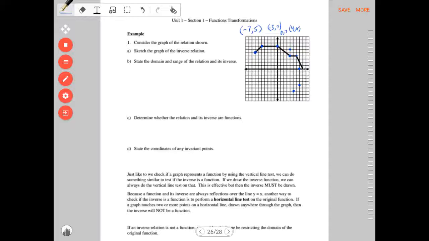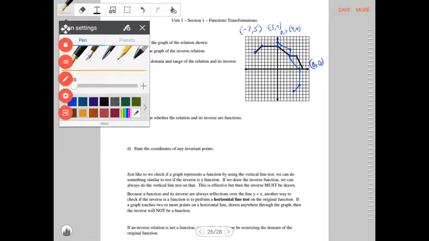Okay, and then this last point is at 8, 0. So we just switch him, so now he's at 0, 8. So that goes right to there. Okay, and now we just connect the dots. So here, here, there, there, and there.